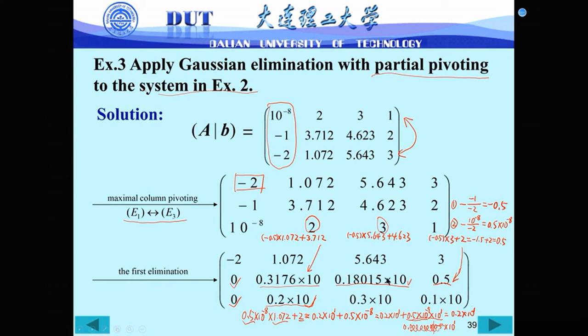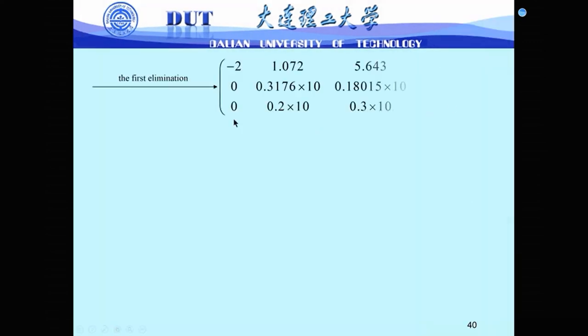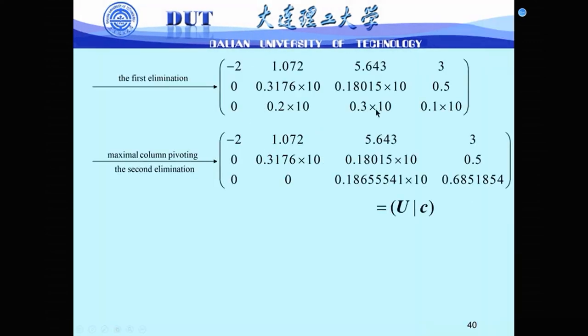It's okay? Now, continue. Let's consider step 2. For step 2, okay, remember, before elimination, we need to select new pivot. Okay, we need to compare these two numbers. Okay, this one is bigger than this one in absolute value, right? Okay, so that means 0.31676 multiplied 10 is just the largest pivot, right? So we just fix it as pivot. Now we can consider the elimination, right? Okay, so by first elimination, we obtain this result.